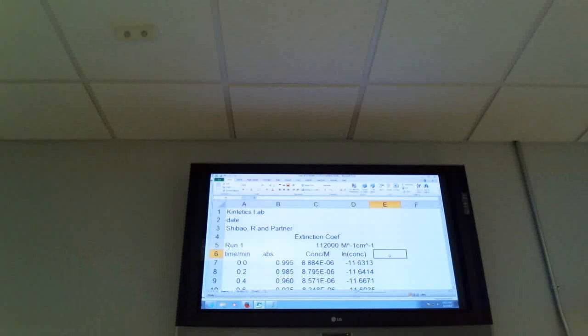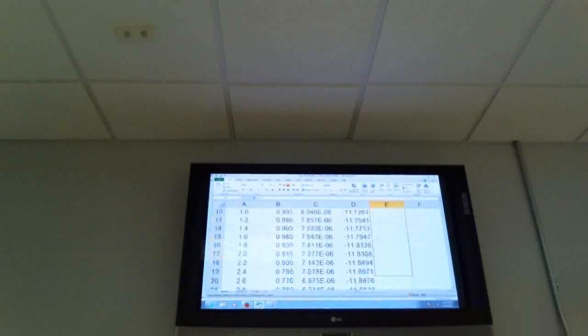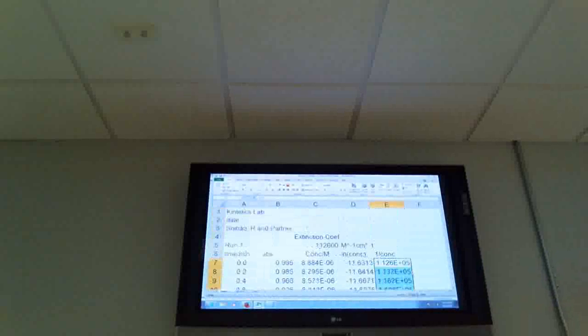All right, the last column is going to be the inverse of the concentration, 1 over the concentration, right? Here the formula is just going to be equals 1 divided by C7. And then just copy and paste that down. We could have done two fewer copy and pastes if we just copied this whole row down. That's okay.